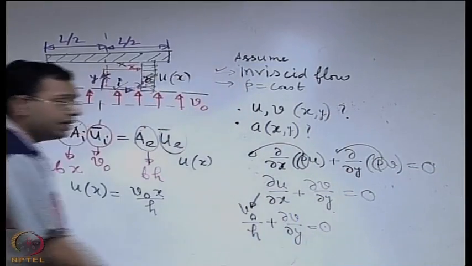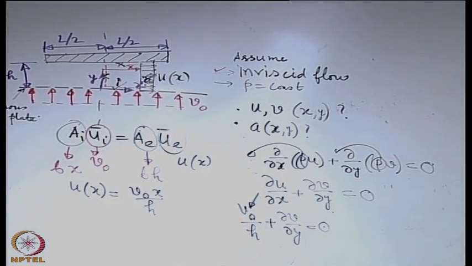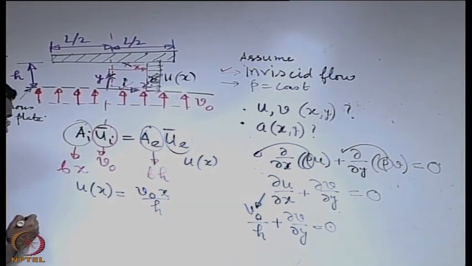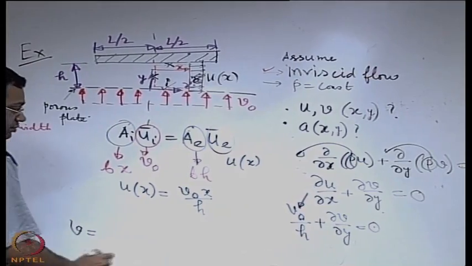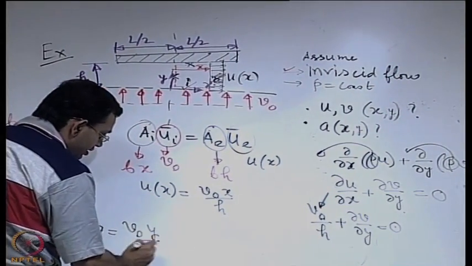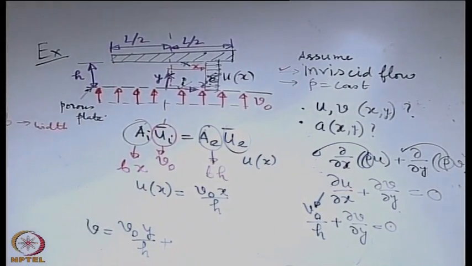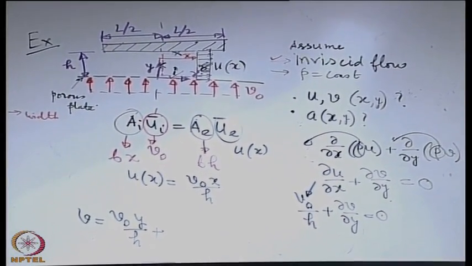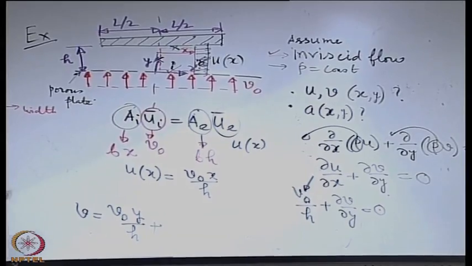So now you can integrate this with respect to y to find out how v varies with y. If you integrate it, what will you get? v equal to v0 y by h plus, maybe, some function of x also.